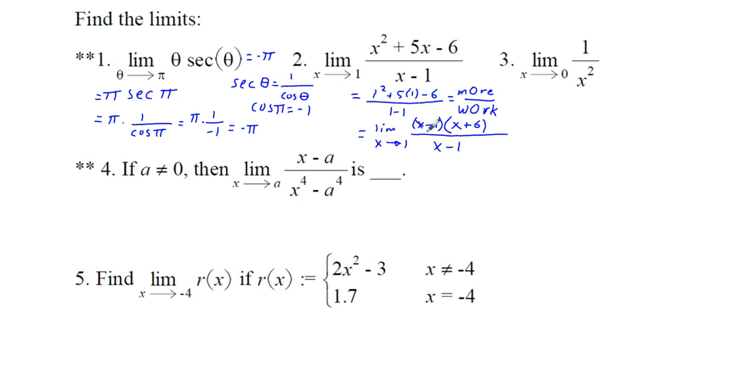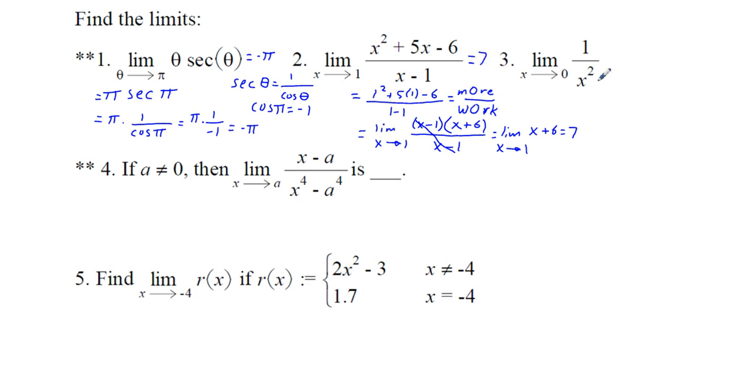And then we can cancel here. And so what we're going to get is the limit as x approaches 1 of what's left in the numerator, which is x plus 6. And that's going to be equal to 7. So our answer to this second problem is 7.